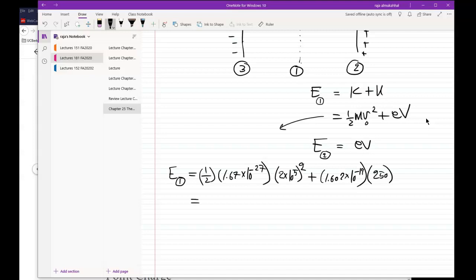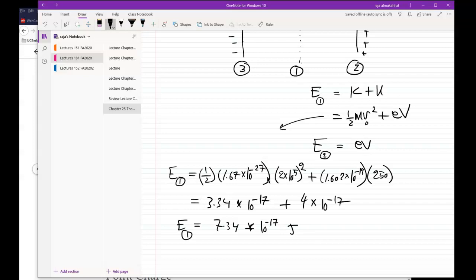I did the calculation and I got, okay, the first part right here, and right here. The first part, I got 3.34 times 10 to the negative 17, and the second part, I got 4 times 10 to the negative 17. You add them up together, you will get 7.34 times 10 to the negative 17 joule. This is the total energy.